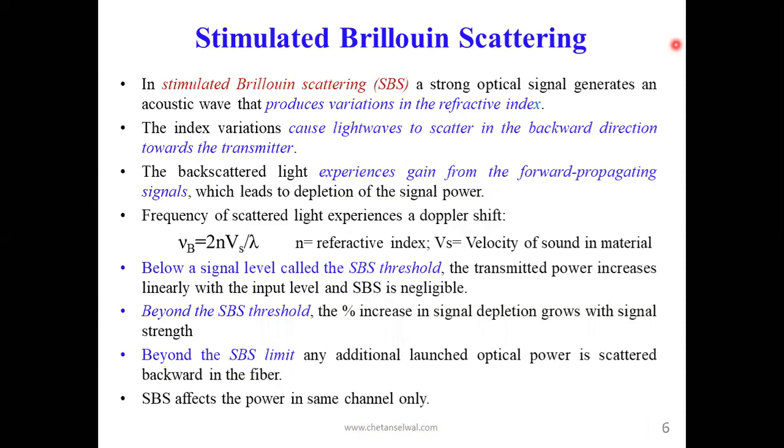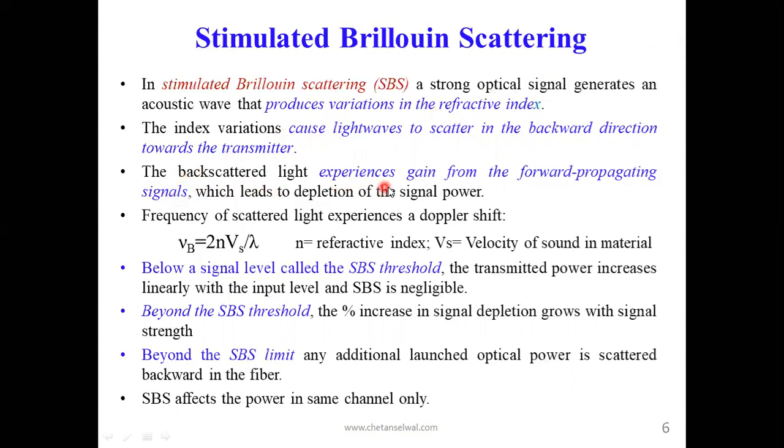Next is stimulated Brillouin scattering or SBS. In stimulated Brillouin scattering, a strong optical signal generates an acoustic wave that produces vibration in the refractive index. So SBS is mainly due to variation in the refractive index. The index variations cause light waves to scatter in the backward direction. Here the light wave will travel in the backward direction towards the transmitter.